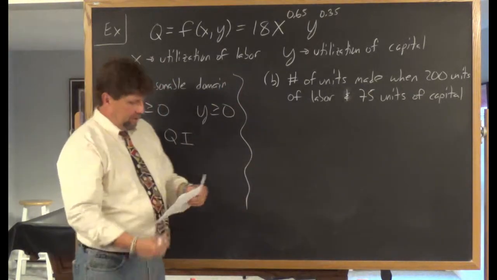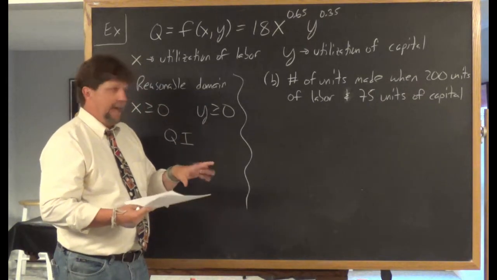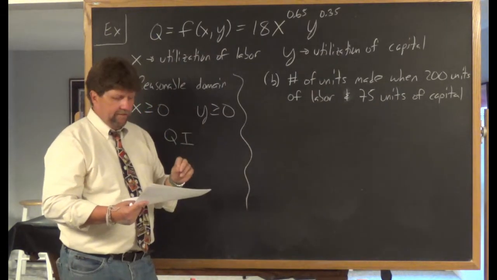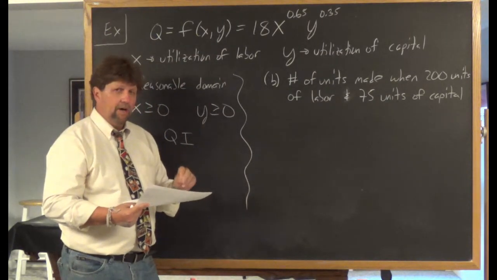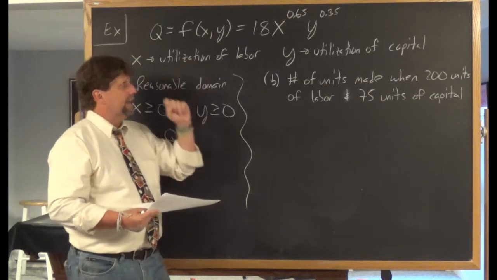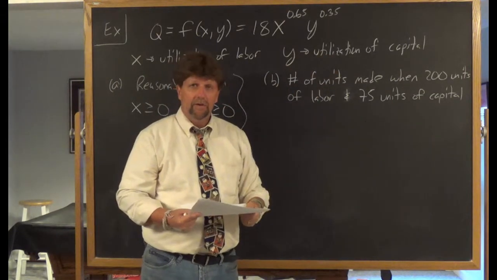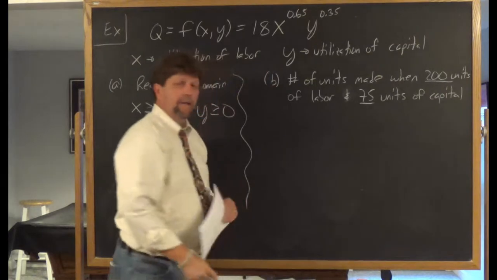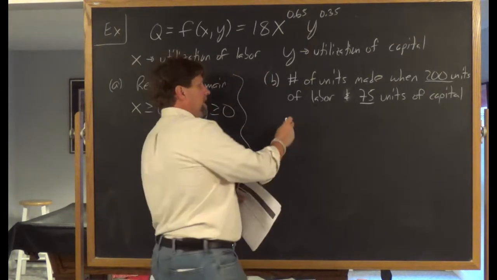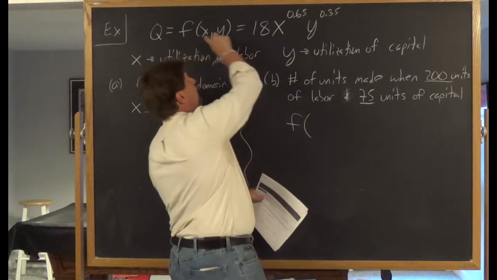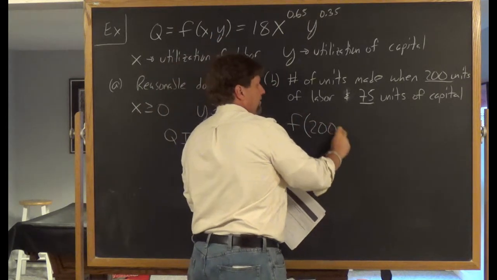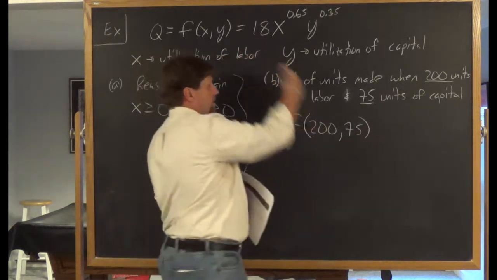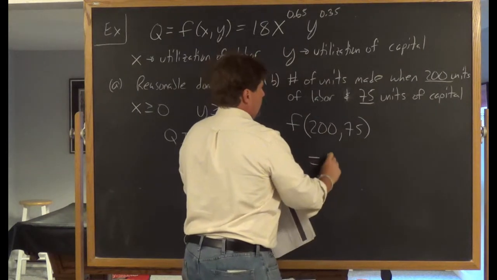Part B. Part B is to determine the number of units of tablets that are produced, units made, when 200 units of labor and 75 units of capital are used. Well, x is labor, y is capital. So that is x, that is y. So really, for this problem, you're being asked to evaluate your function f of x, y at 200, 75. So you just, old process, toss 200 in for the x.